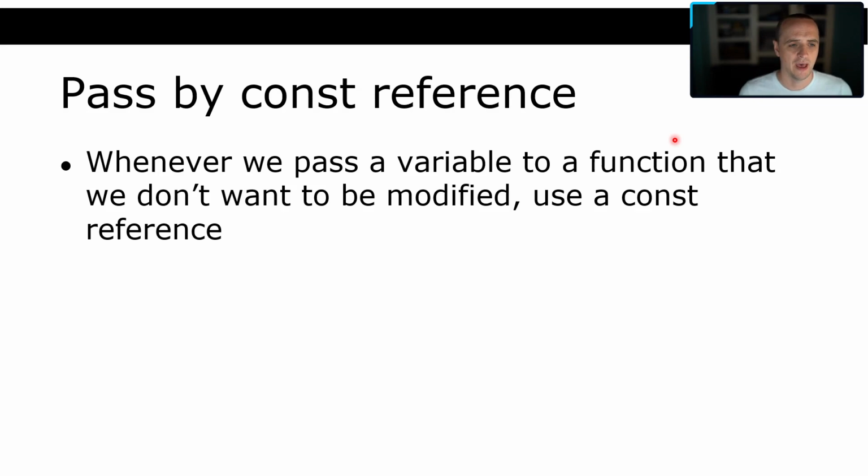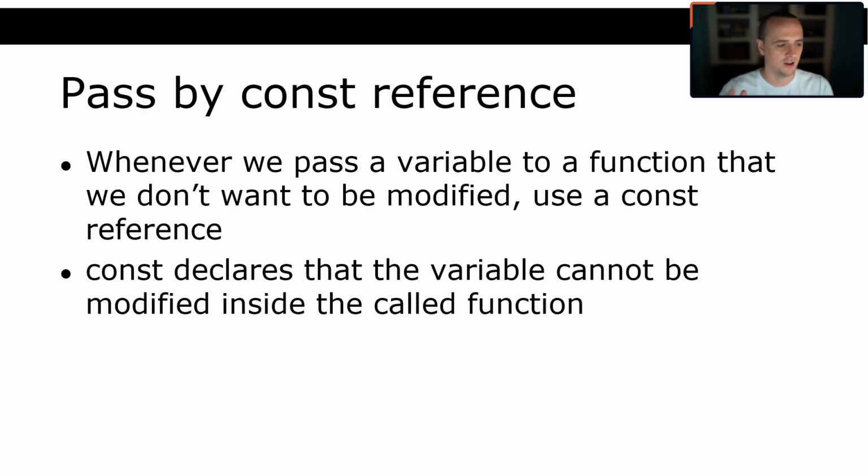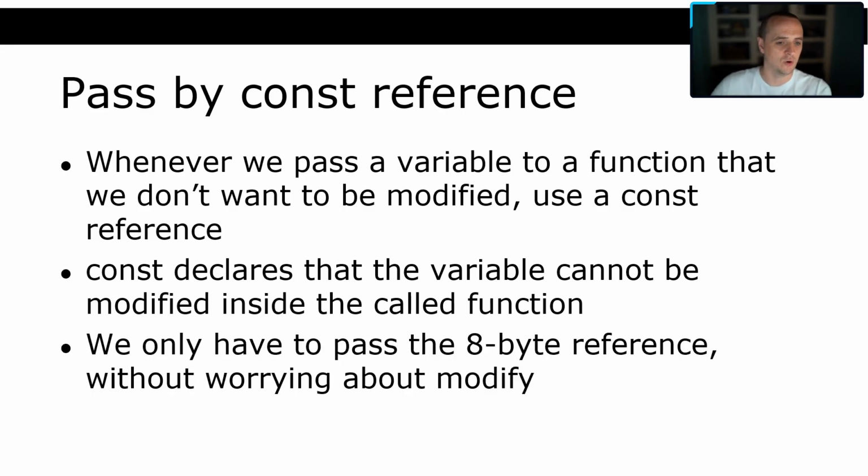So, pass by const reference. Whenever we pass a variable to a function via a reference that we don't want to be modified, use a const reference. Const is a keyword that declares that the variable cannot be modified inside the called function. And also, we only have to pass in the 8-byte reference instead of passing in all the data if I went pass by value.